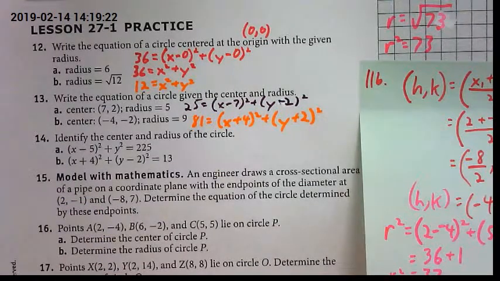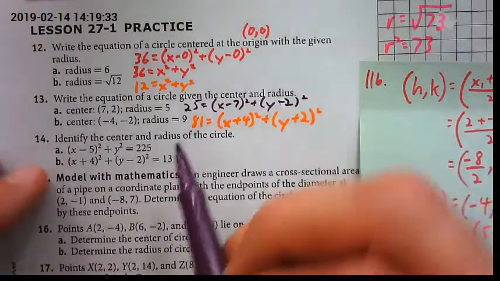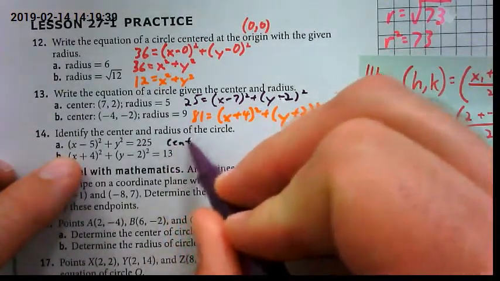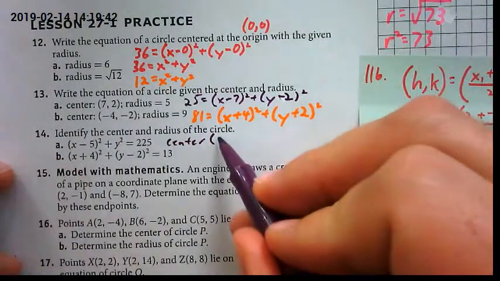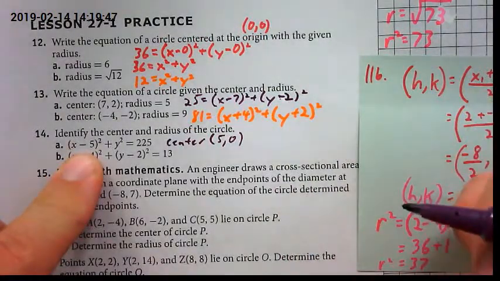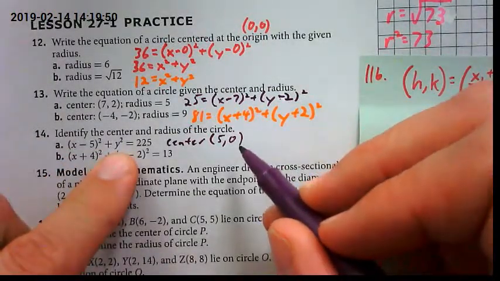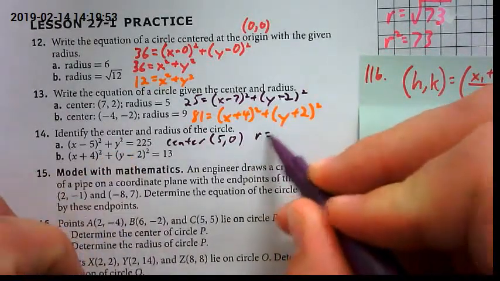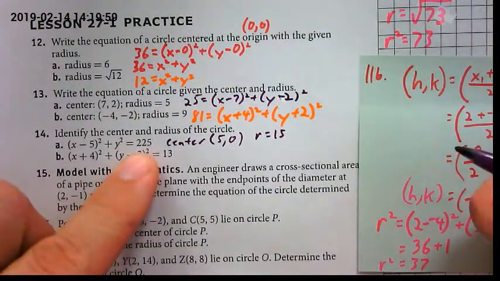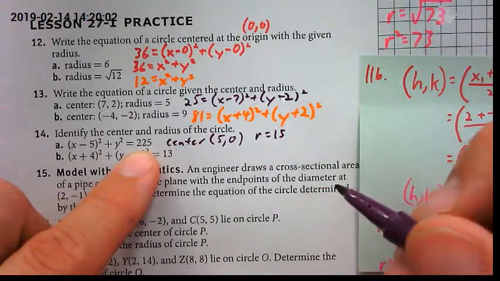Now, 14 is the exact opposite of what we did on 13. On 14, we actually have to look at the equation and identify what is our radius, what is our center point. So, on 14, what is the center of that circle? 5, 0. Again, we put a 5 because it's the opposite of that, and a 0 because the y is by itself. What's the radius? 15. Again, knowing your perfect squares helps you there, right? That's a perfect square. That square rooted is 15.